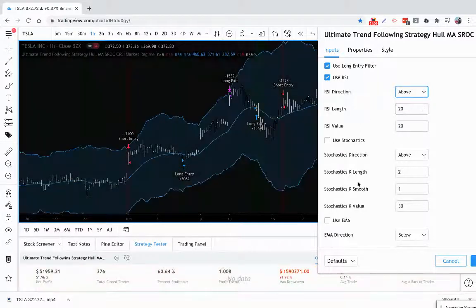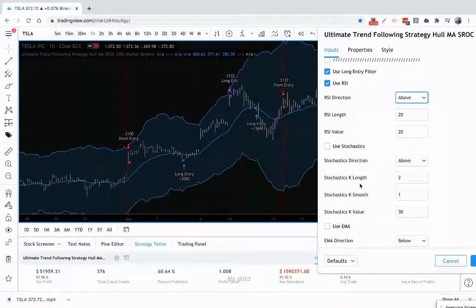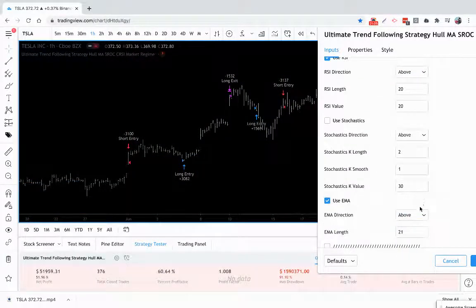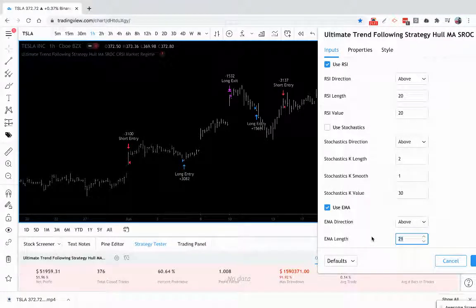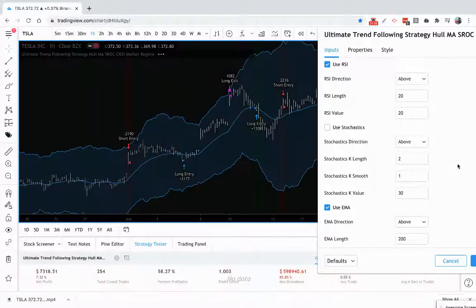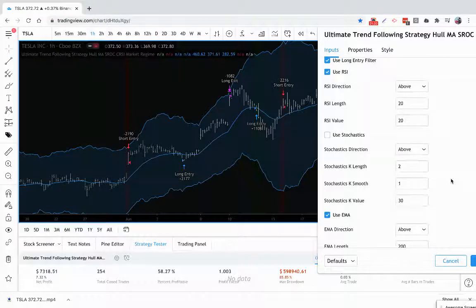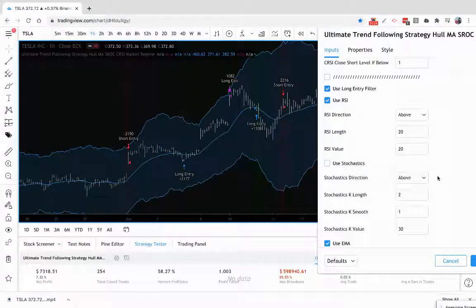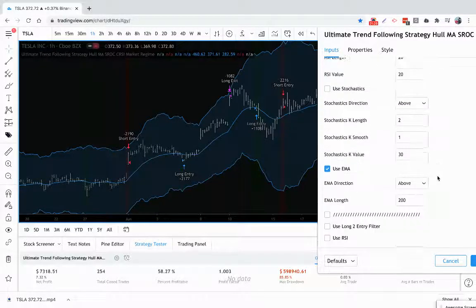You can do the same thing with stochastics. Or if you want to only take longs if they're above, say, the 21 EMA, you can do that also. Or if you want to go above the 200 EMA, you can do that also. So a lot of flexibility here or below. You have to find what setting works for your trading strategy and try it out.